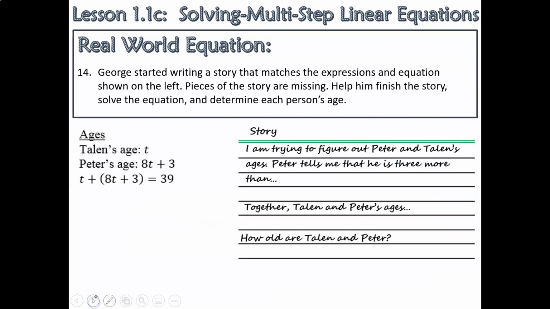Okay. George started writing a story that matches the expression and equation shown on the left. Pieces of the story are missing. Help him finish the story and solve the equation. Talon's age is T. Peter's is 8 times Talon's and 3 more. And if you add the 2 up, is 39 years old. So I'm trying to figure out Peter and Talon's age.